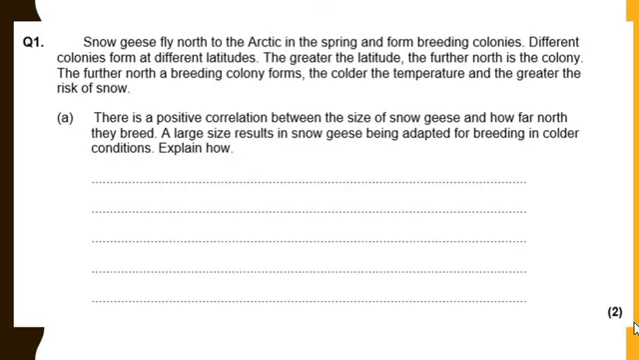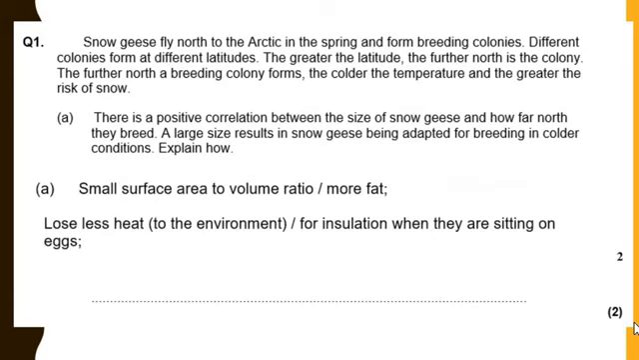There is a positive correlation between the size of snow geese and how far north they breed. A large size results in snow geese being adapted for breeding in colder conditions. Explain how. Okay, and the 2 marks available here. So have a think. Why does being bigger equal being able to survive colder temperatures? Okay, and there's 2 things you could put.